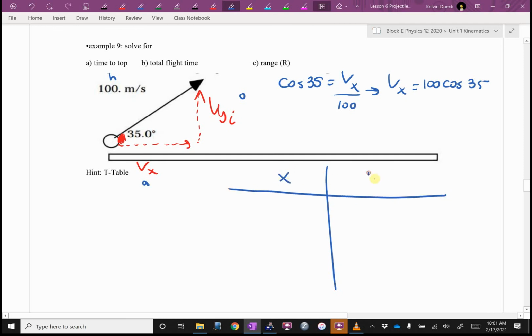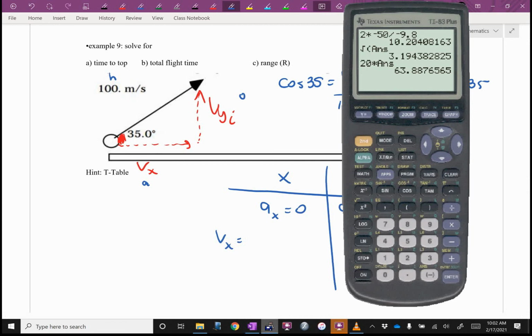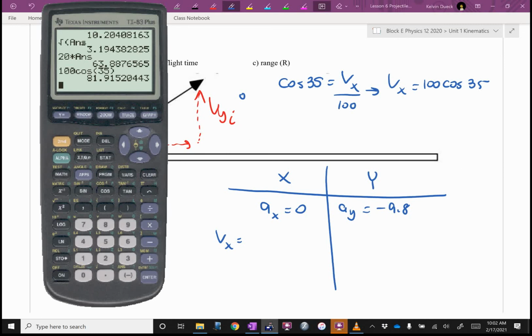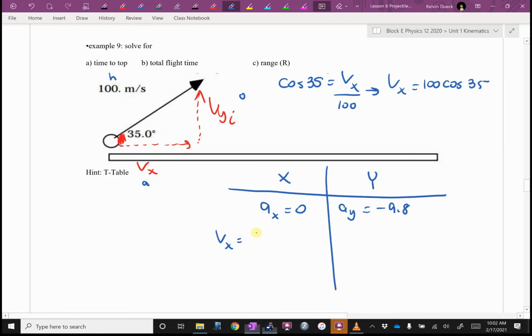Here's my t-table. In my t-table, I can write my two physics no-brainers: Ax equals 0, Ay equals negative 9.8. And now I can tell you what Vx is. I'm going to carry some extra sig figs because I think I'm going to use this. So it's going to be 100 cos 35. Make sure you're following along on your calculators. I get 81.9152. There's a zero after that 2, so I'll go 6 sig figs.